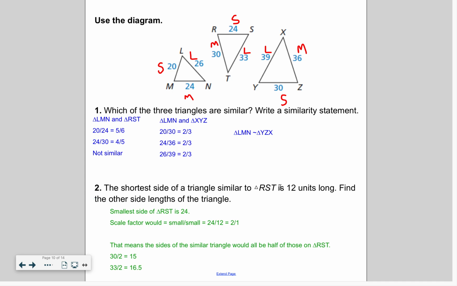They're talking about a triangle that is not drawn, but it is similar to triangle RST. It says the shortest side is 12. So how do I figure out the scale factor? Well, I need to find the shortest side of this, which is 24. Compare that with 12. How did I know to match 24? It said it was the shortest, so I'm comparing it with the shortest of this triangle. And once I have that ratio, the scale factor, I can find any of the sides I need.